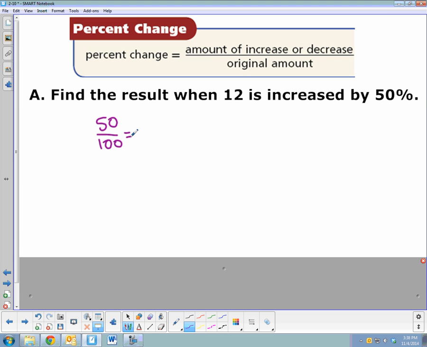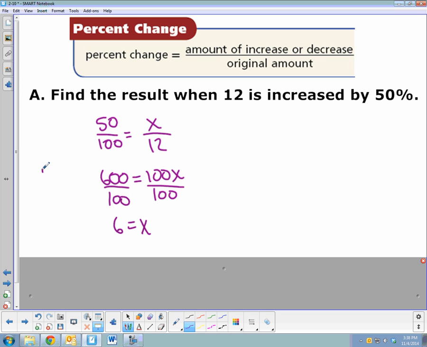The amount of increase or decrease. We know that find the result when 12 is increased. We don't know how much it changed. We know that it started at 12. Find the result when 12 is increased by 50%, but we don't know how much it changed. We do know that it started with 12. Okay, let's cross multiply and divide. 50 times 12 is going to give me 600 equals 100x. Divide both sides by 100 to get x by itself.